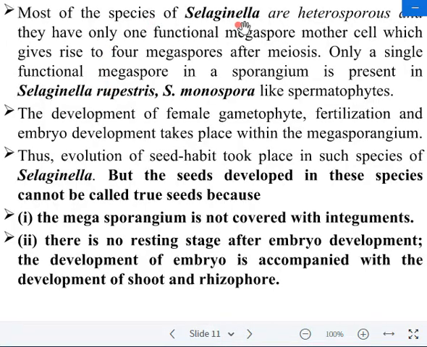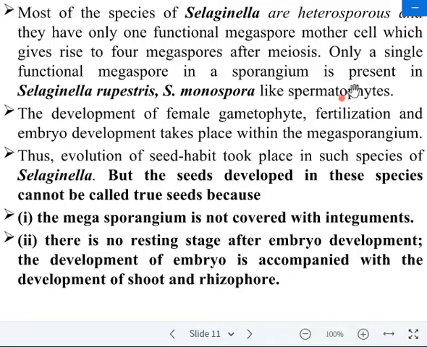Most of the species of Selaginella are heterosporous and they have only one functional megaspore within the megasporangium, which gives rise to 4 megaspores after meiosis. Only a single one becomes functional and the remaining degenerate within the megasporangium. And it has been reported in Selaginella rupestris and Selaginella monospora, like spermatophytes. So this character of Selaginella, which is a heterosporous fern, closely resembles the seeded, spermatophyte plant.